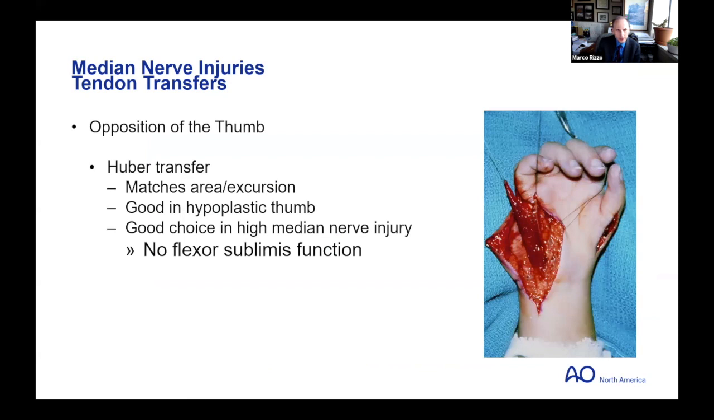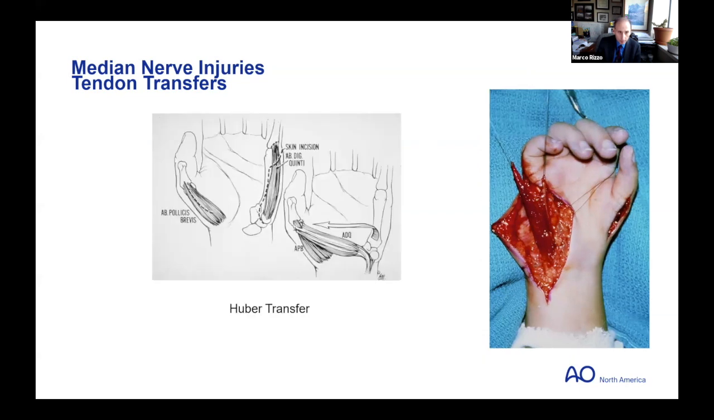The Huber transfer, I think, is good for folks with a hypoplastic thumb. It's also a good option for patients who have a high median nerve injury. It matches the area and excursion pretty well, but lacks flexor sublimis dysfunction and excursion in that way.